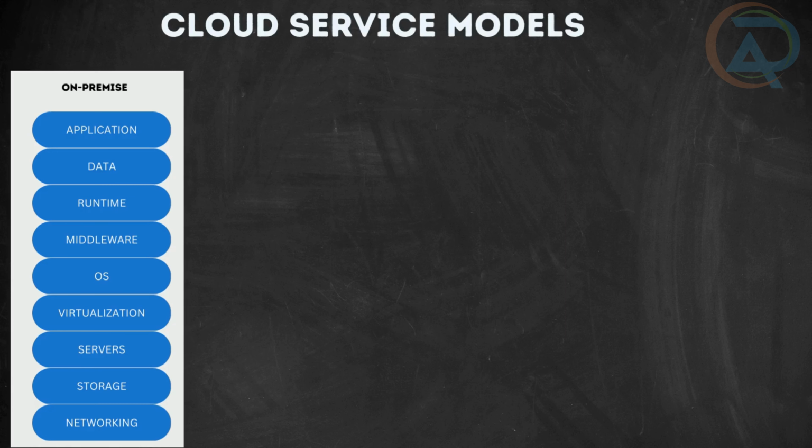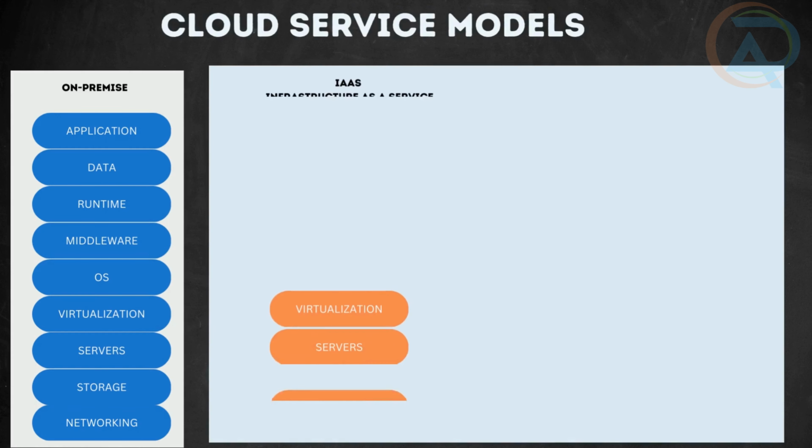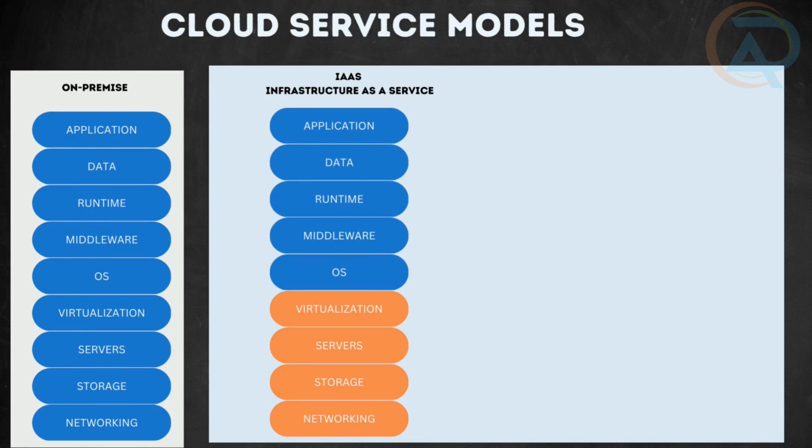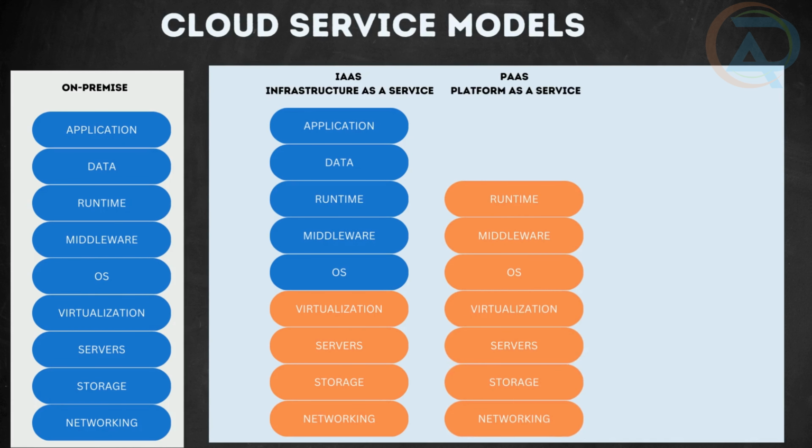In another model which is provided by cloud services, the IaaS, which is infrastructure as a service, networking, storage, servers, virtualization get managed by the cloud provider and the remaining things need to be managed by you. In another model, which is PaaS, platform as a service, networking, storage, servers, virtualization, operating system, middleware and runtime get managed by the cloud provider. Only data and application need to be managed by you.